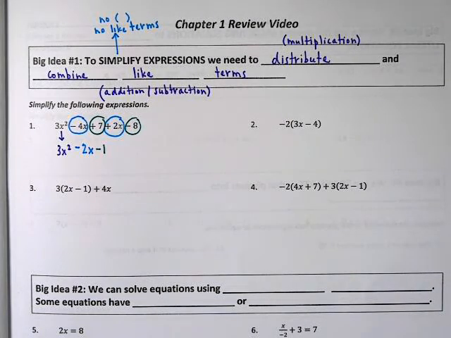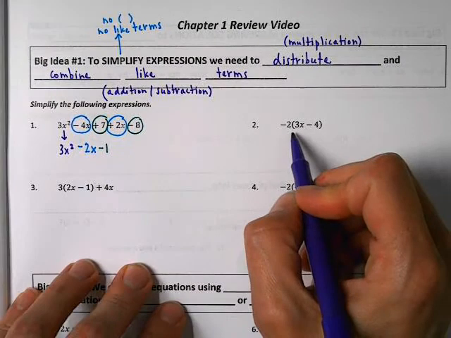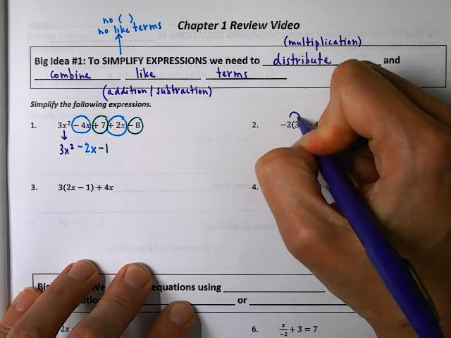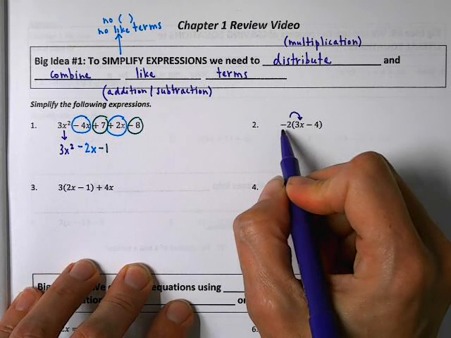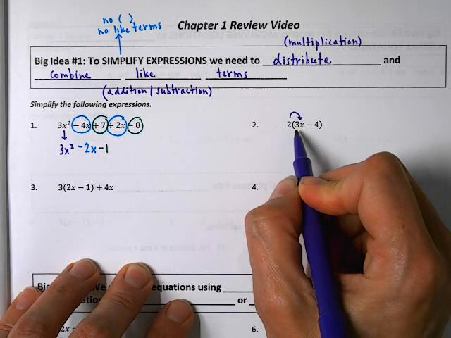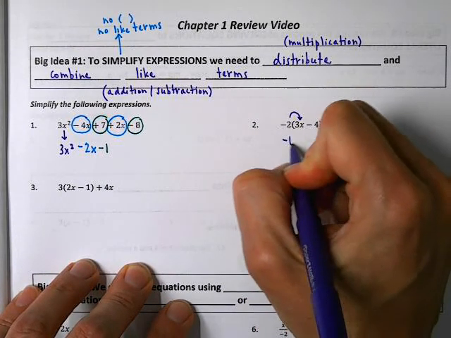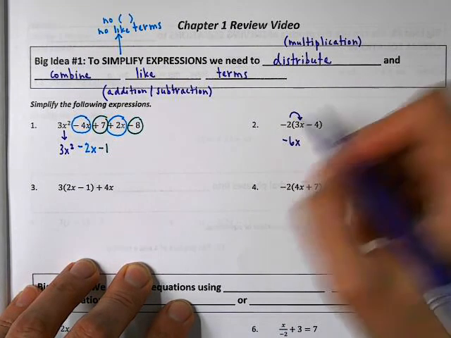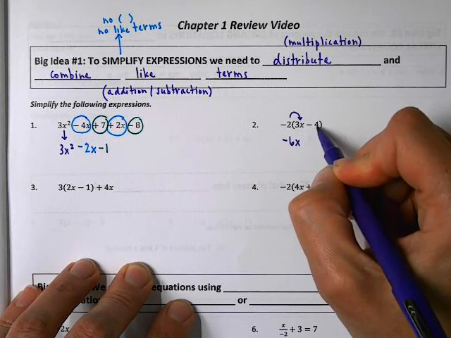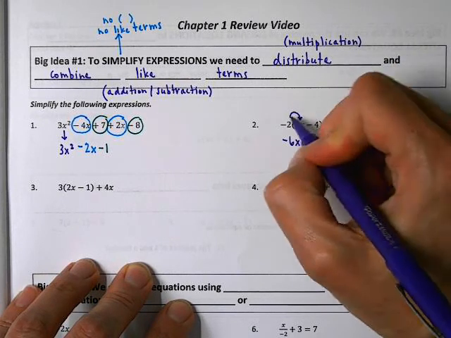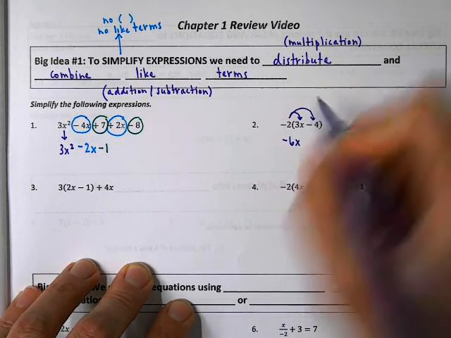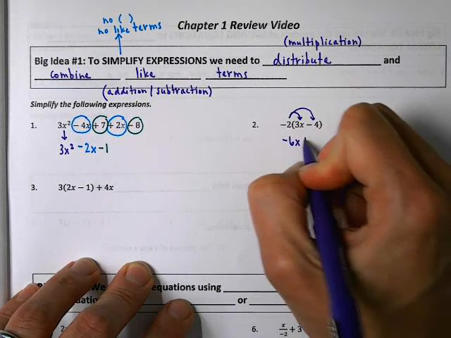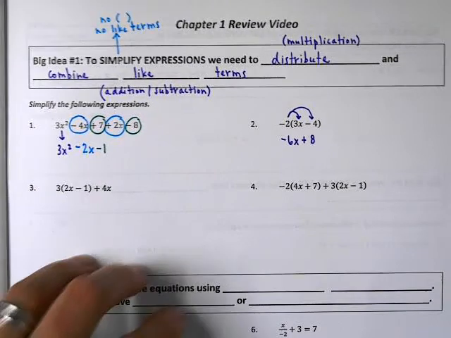For number 2, I see parentheses, which tells me I need to distribute. So I'm going to distribute. Again, that means multiplication. The first thing I'm going to do is negative 2 times a positive 3, which is a negative 6x. Now, I also have to multiply this constant by the second term in the parentheses, which means I have to do a negative 2 times a negative 4, which I know gives me a positive 8.